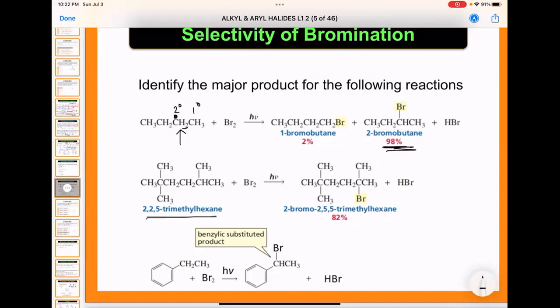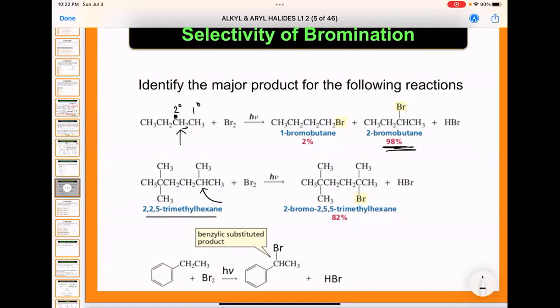And what about this one? You can see there are all types of carbon in this molecule: primary, secondary, tertiary. But the major product is what matters here. If someone asks you how many monobromo derivatives, that's a different question. In that question, you check all the possibilities where you can put bromine.